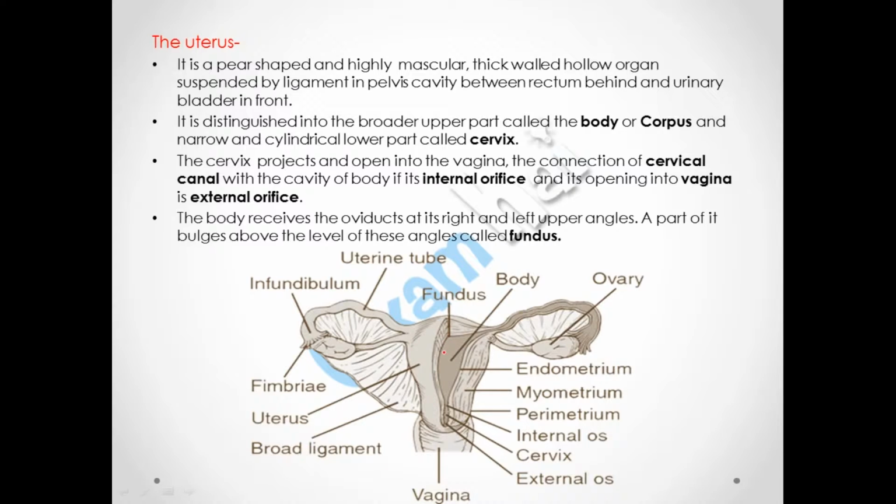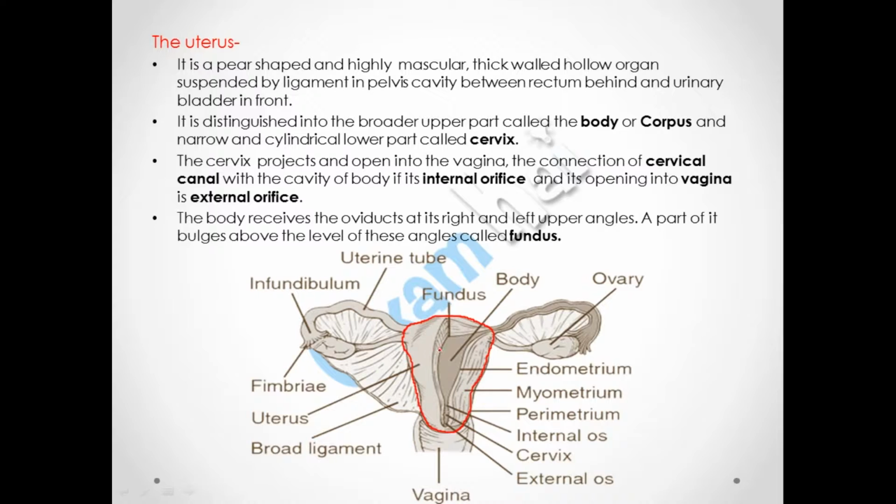Now next we are going to discuss the uterus. The uterus is a pear-shaped structure, as you can see in this diagram. It is thick walled and hollow, and it is situated in the pelvic cavity, between the rectum and the urinary bladder. The rectum is present behind and the urinary bladder is present in front of the uterus.